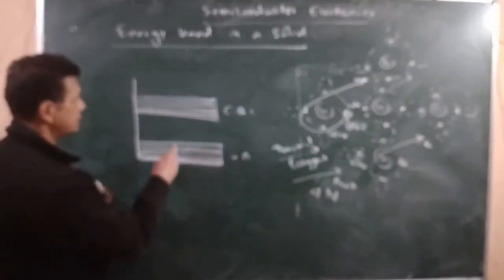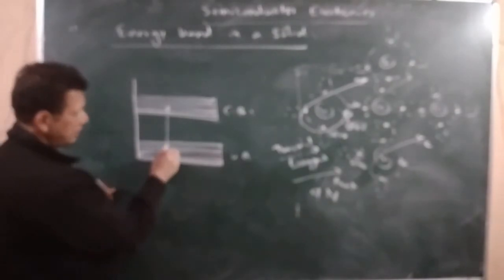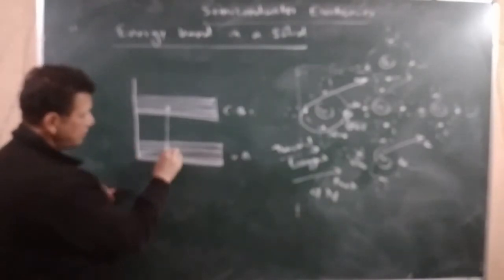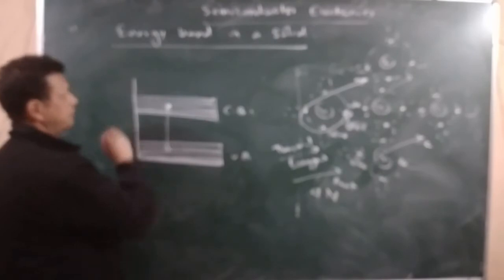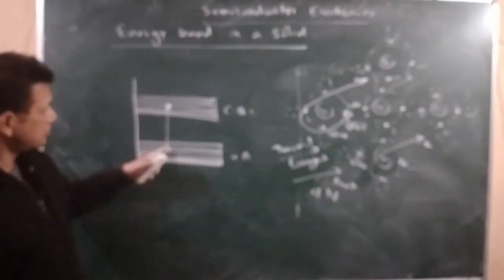The electron has jumped from this position to this position. So here there is a hole, and now the electron has gone here. Now this is a free electron or a conducting electron.